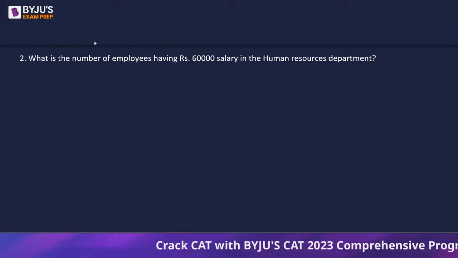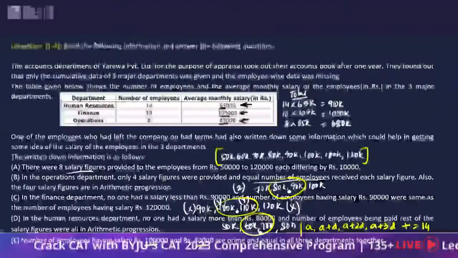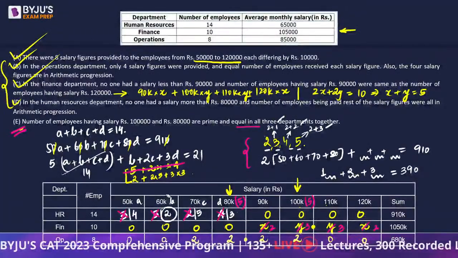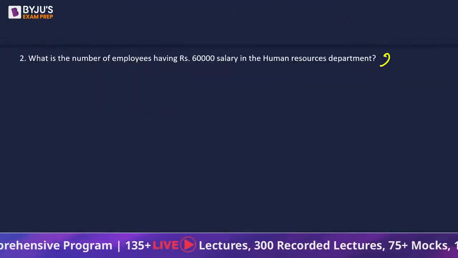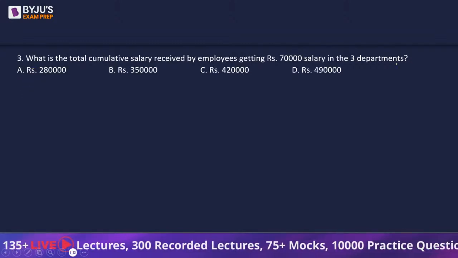What is the number of employees having rupees 60,000 salary in the human resource department? HR का 60,000 जाना है. HR के 60,000 में, as you can see, there are 2 employees, isn't it? So 2. We should type in 2. It's a theta question. Okay, next.